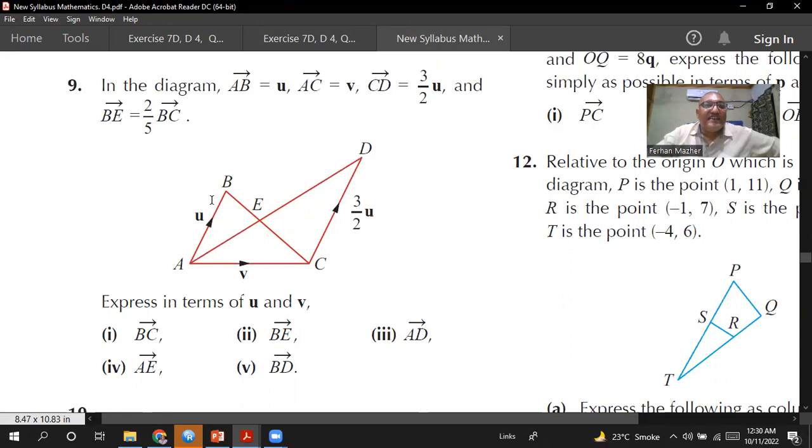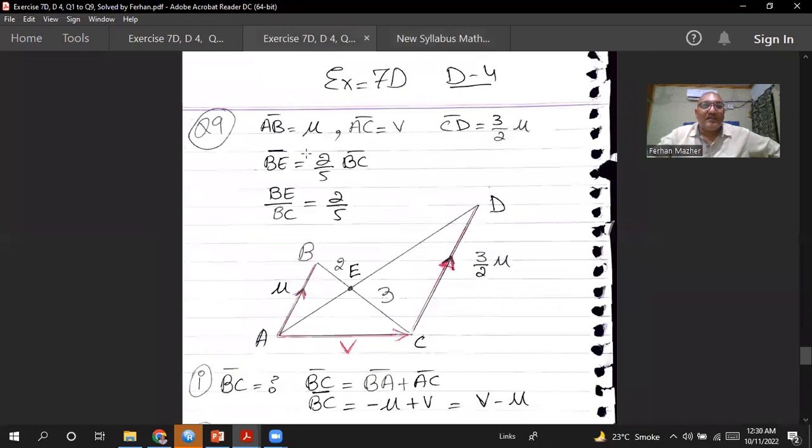First of all, BC. They want me to find out B to C. So I will make the bypass. I will represent that vector in terms of two vectors. So I say bypass, and from B to A to C. Okay, very simple. So this is that question.